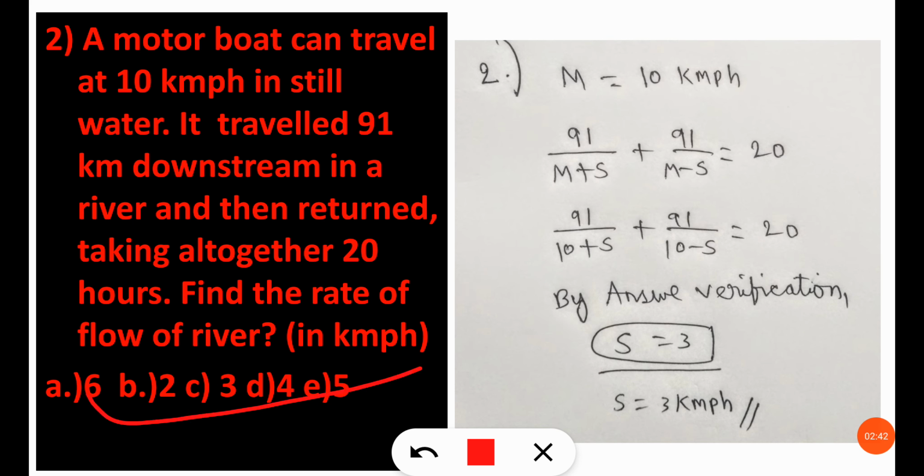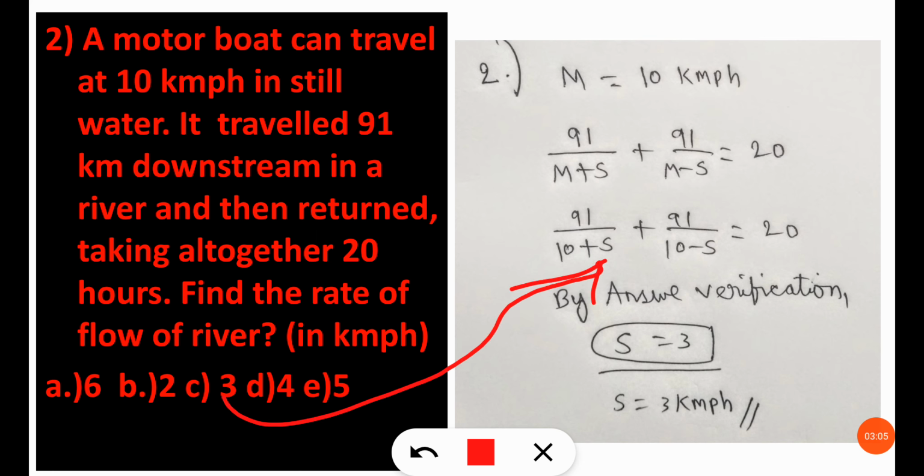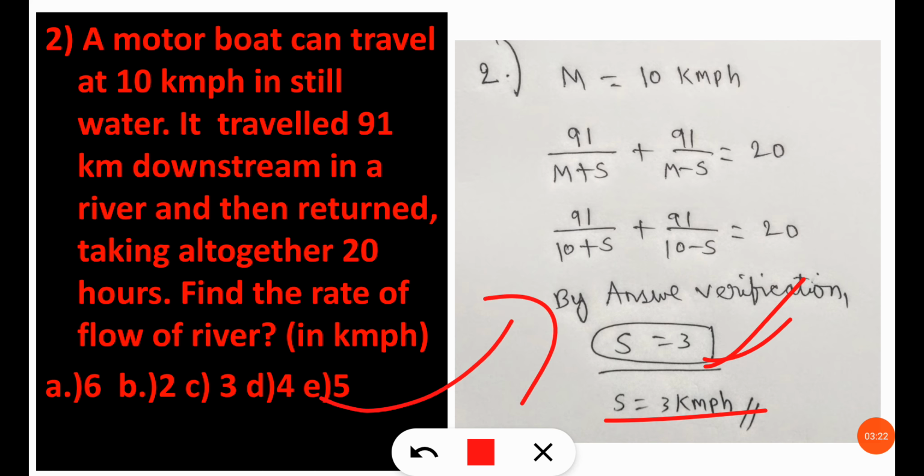If we put the first option's value, 6, in s, it becomes 91 by 16. 91 is not a multiple of 16, so we'll go to another option, 2. If we put s equal to 2, that becomes 12. 91 is not a multiple of 12. Whereas if we substitute 3 in the s place, it becomes 10 plus 3, 13. 91 is a multiple of 13: 13 times 7 is 91. In the same way, 10 minus 3 equals 7, and 91 is a multiple of 7. Finally we get 7 plus 13 equal to 20. That's why s equals 3 kmph. By answer verification we can easily solve it. Option C is the right answer.